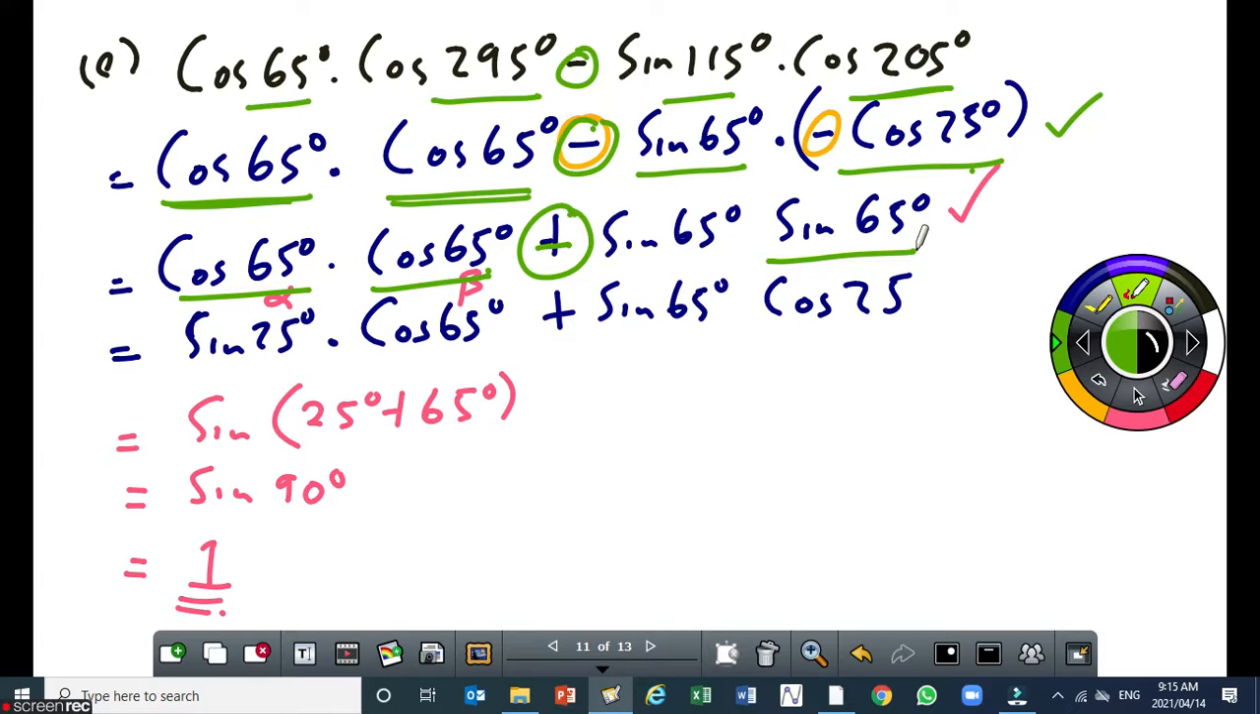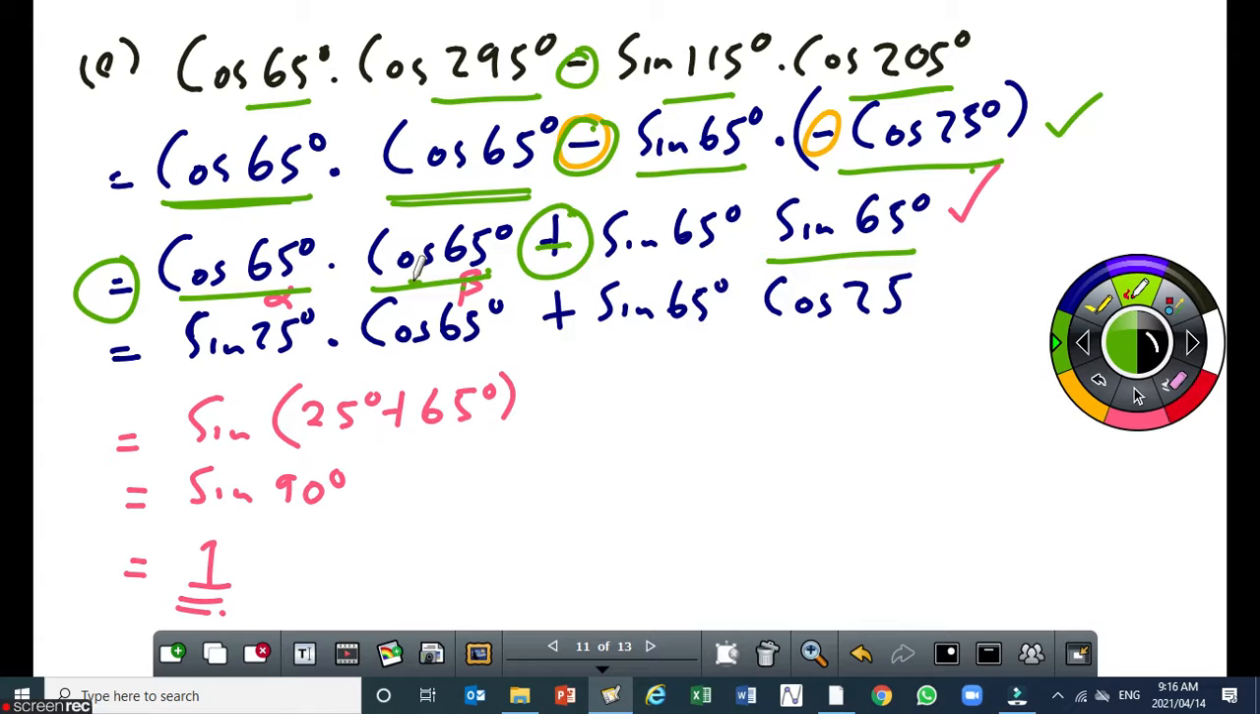Then, there is more than one way of carrying on after that whole step. So I decided to use one of the compound angle identities for cosine. Because this minus here and that minus will end up making us say the plus. So I decided to convert the first cos 65 to sine 25, and I kept the second cos 65 as is. Then I also converted the sine 65 to cos 25.